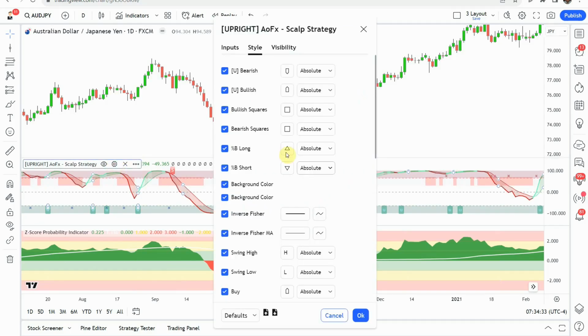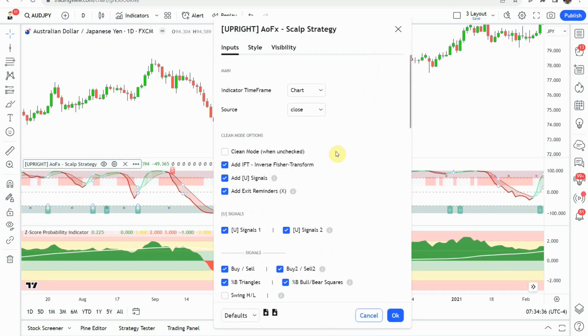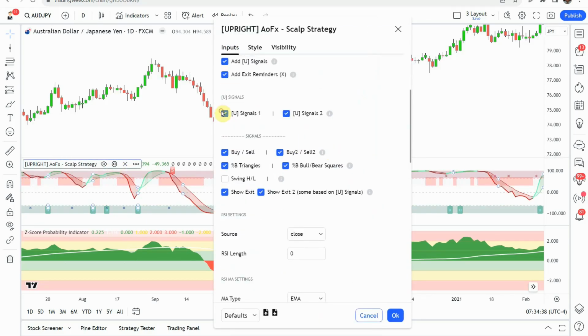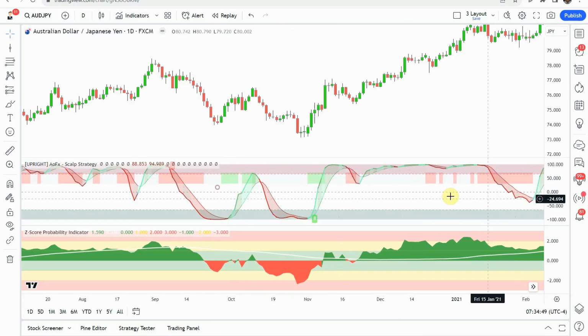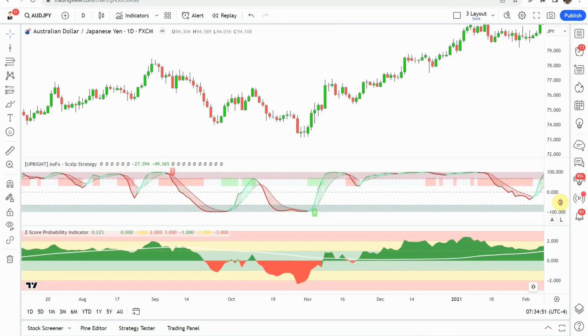On the Academy of Forex indicator, go into the inputs, and we are going to turn off the U signals. We're going to turn off the buy to, sell to, and we're going to turn off the show exits standard and the exit to, and that leaves us with this right here.